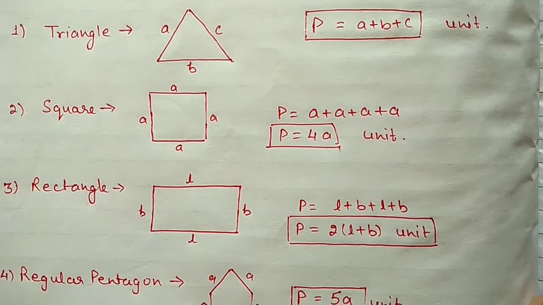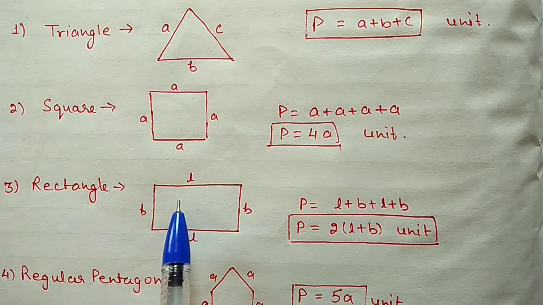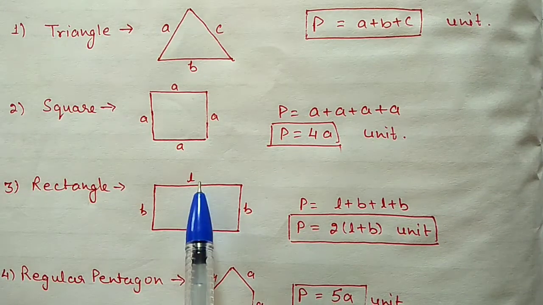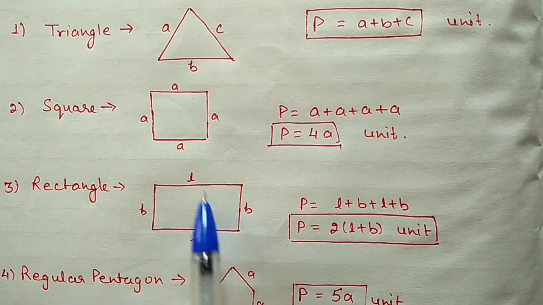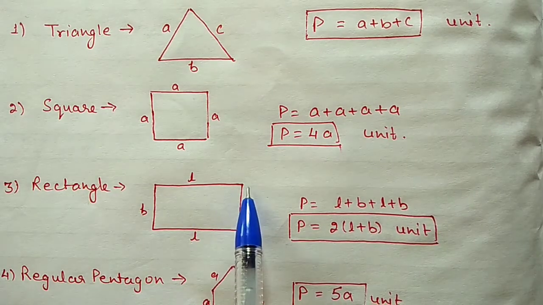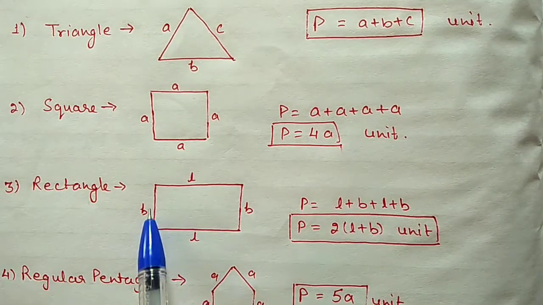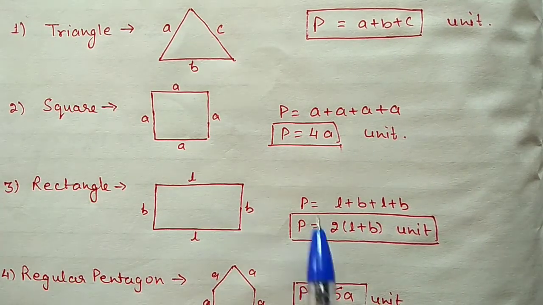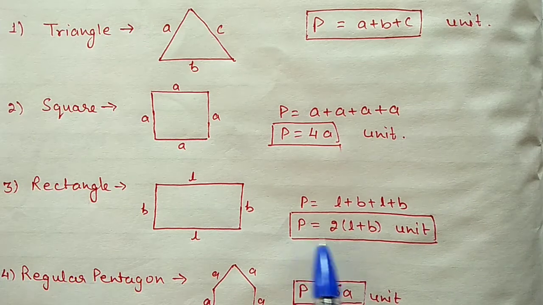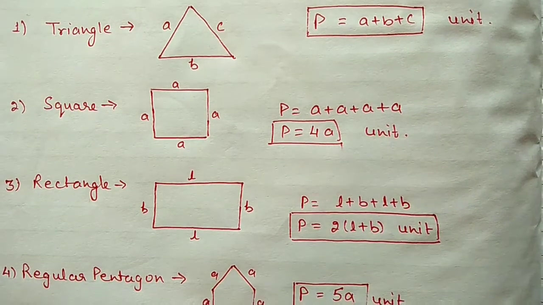Next figure you will learn about is the rectangle. A rectangle is a quadrilateral in which opposite sides are equal. This side we will call length and the other side we will call breadth. Here length, here also length, this is breadth, this is also breadth. So the perimeter of a rectangle is 2 times (l plus b) units.